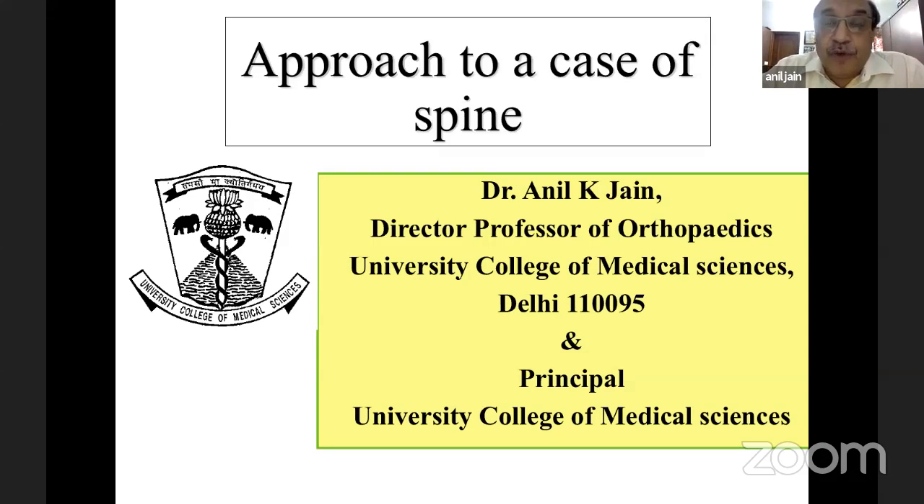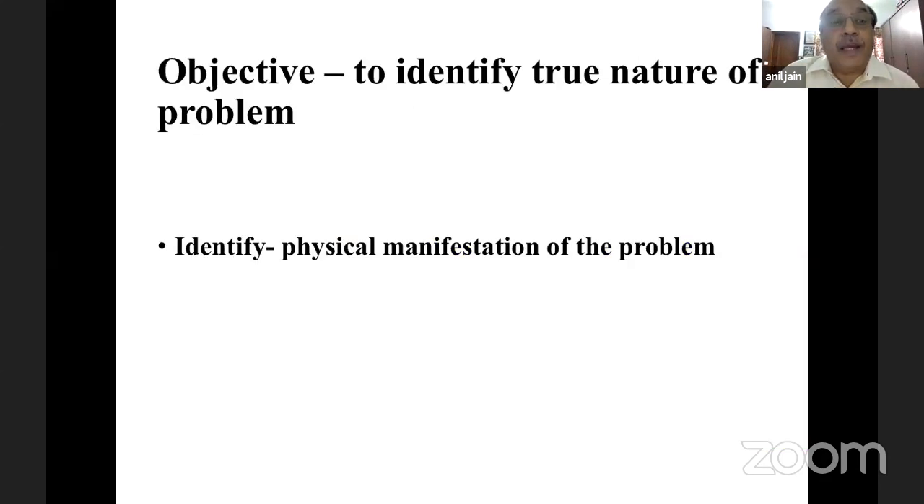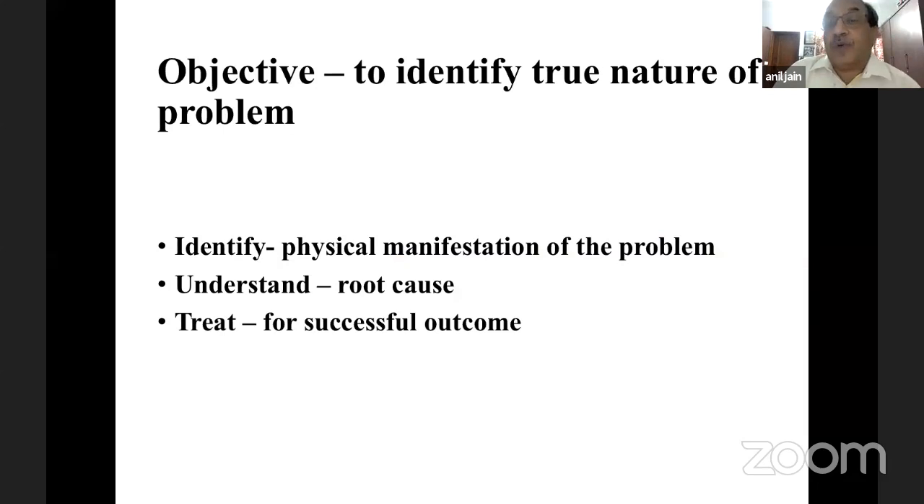I'm sure if you just do it for 1 year, 2 years, by the time your exam comes, you are perfect in examining any patient, and more so for a spine. So I'm just talking about how to approach a case of spine. The objective is that we need to identify the physical manifestation of the problem, understand the root cause, and treat for a successful outcome. That's the objective of looking at any patient.